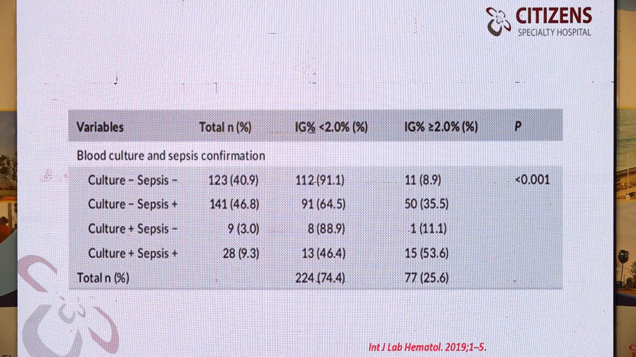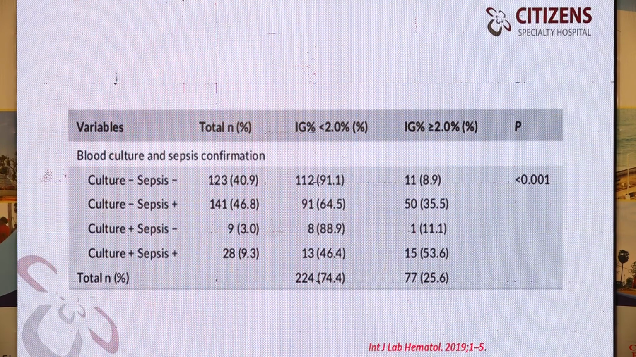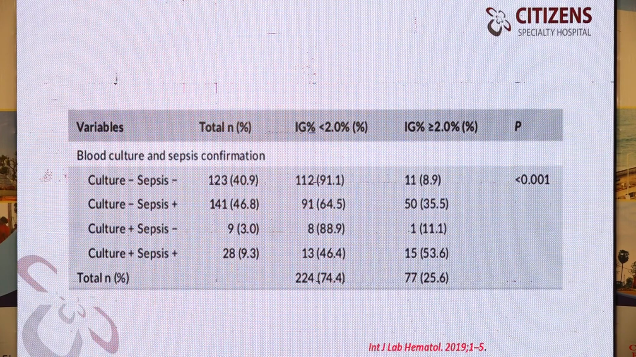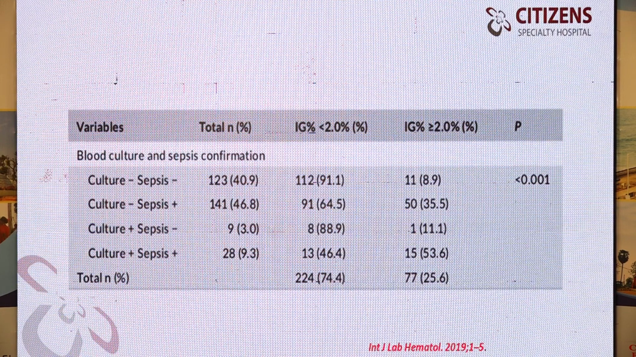Where the culture is negative and sepsis is positive, they found 64 and 35. Where the culture is positive and sepsis is negative, it is 88 and 11. Where culture is positive and sepsis is positive, they found 46% and 53% respectively. So in a patient with both culture and sepsis negative, an IG percentage less than 2 predicts about 91% that this patient doesn't have sepsis.